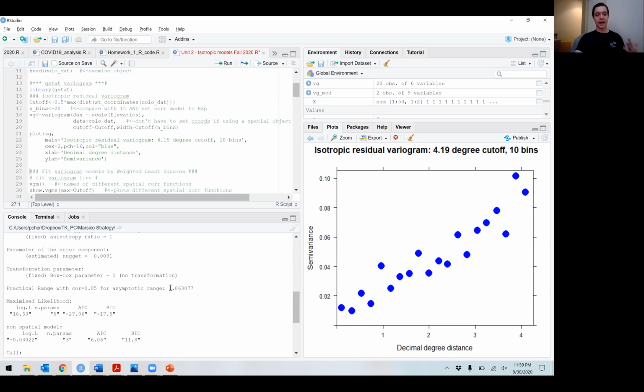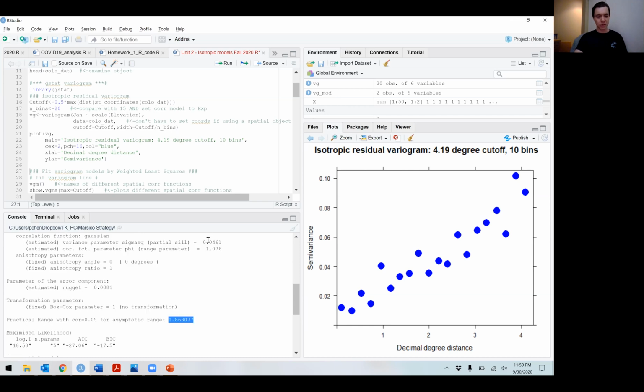And again, I am bothered, like I hope you are, that these parameters don't have uncertainties. We have no way of finding out how precise we are in our effective range, which of course is just a reformulation of the range parameter. We set the correlation function equal to 0.05, and we solve using the range parameter, and we come up with the effective range. Okay.